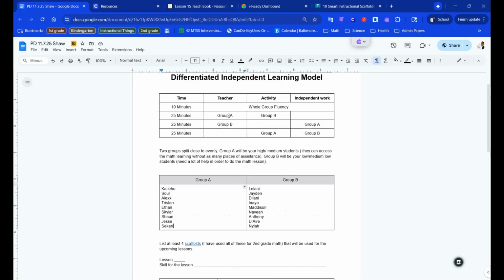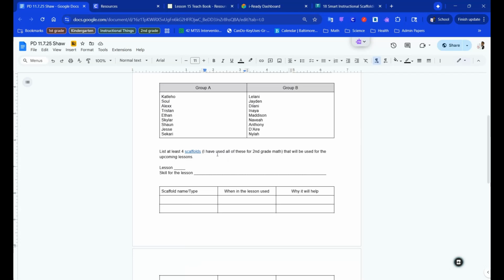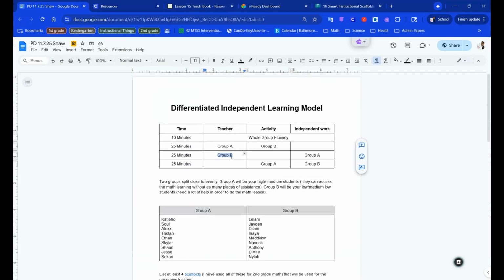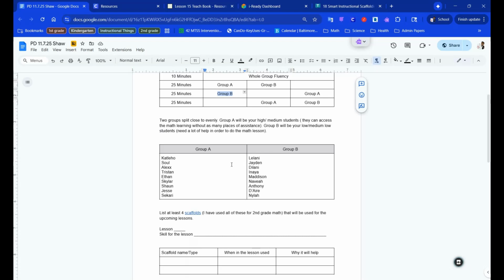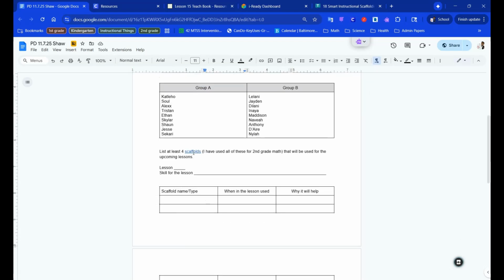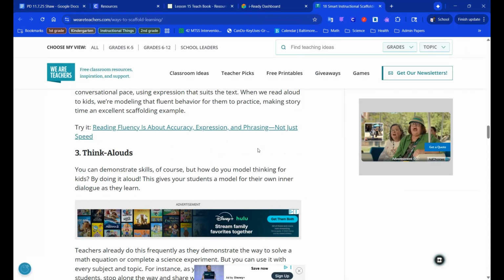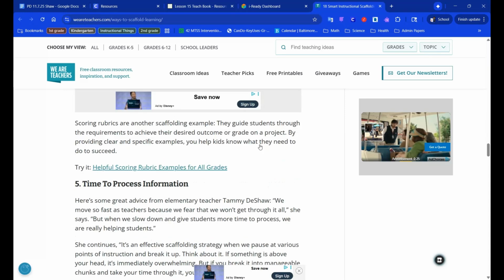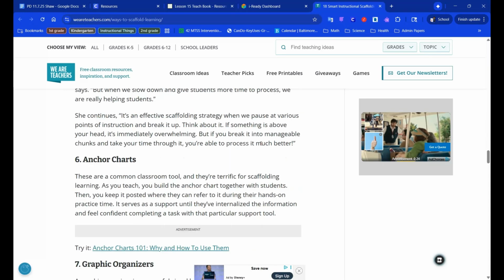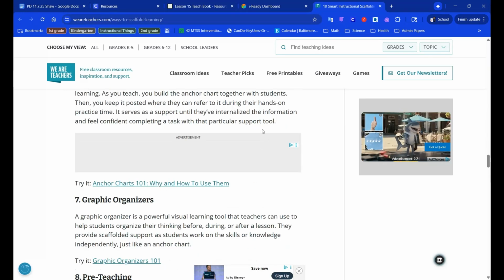So Group A, they're going to get the lesson as is, whereas Group B, they're going to receive those scaffolds to help them out a little bit. You're free to help Group B out a lot more than you would Group A. Then, like I said, you got to make it a little easier for them to access the learning. So you're going to add those scaffolds. This link right here takes you to instructional scaffold examples of things you can add to help them receive the lesson a little bit easier.